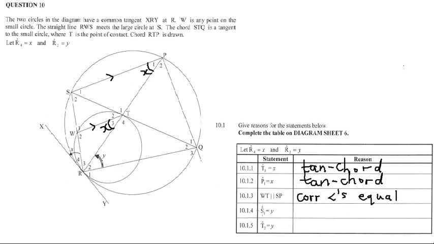Question 10.1.4, S1 is equal to y. These are clearly angles in the same segment because chord PQ subtends them both at the circumference. So R2 will be equal to S1, which is equal to y. That's going to be angles in the same segment.